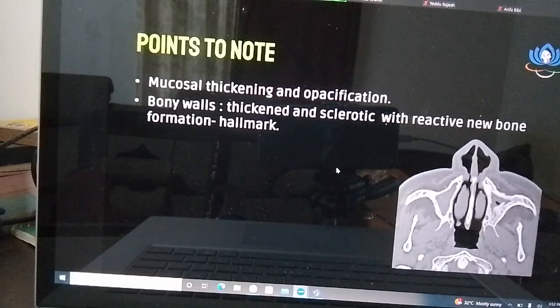So what we need to note in chronic rhinosinusitis is mucosal thickening and opacification. This is mucosal thickening and complete opacification there. The bony walls surrounding will appear thickened compared to acute rhinosinusitis, and a sclerotic reaction will be there, reactive new bone formation. This is the hallmark of chronic rhinosinusitis. Next time onwards, observe these points when you look at the films.